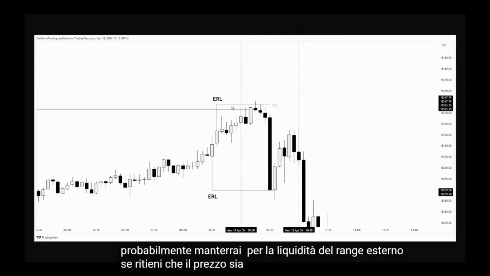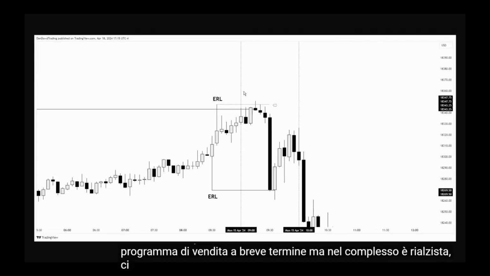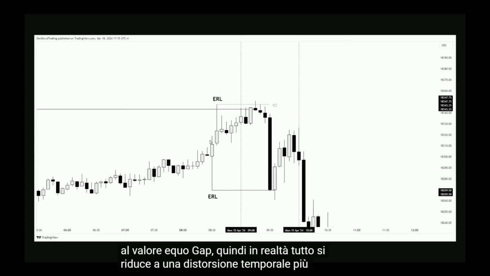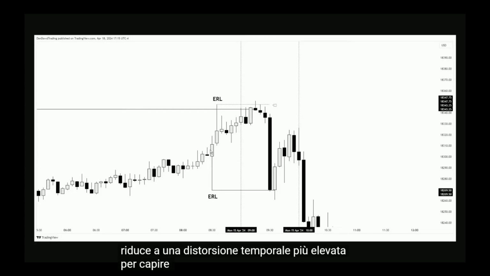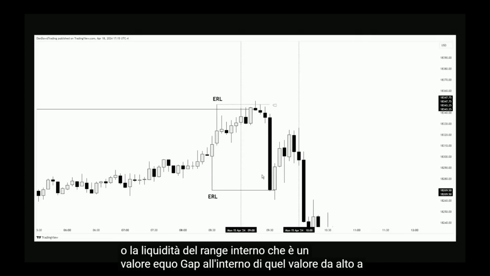If you think price is in a short-term sell program, but it's overall bullish, there are ways to trade it just back to the fair value gap. So it really all comes down to higher time frame bias in order to understand if it's going to head for external range liquidity, which is again a high or a low, or internal range liquidity, which is a fair value gap within that high to low.